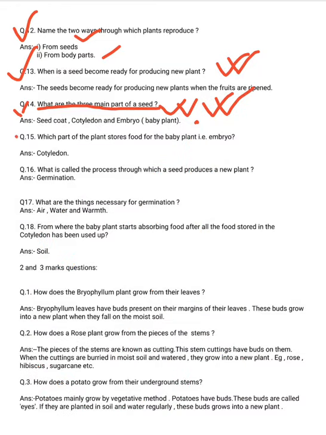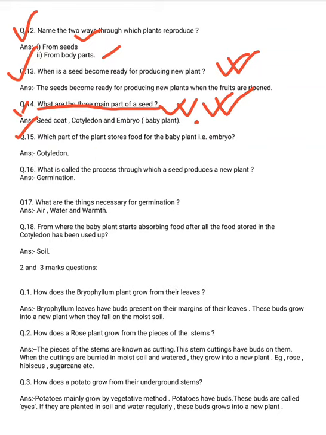Okay, next question: which part of the seed stores food for the baby plant? That is the cotyledon. As I already told you, embryo means baby plant. When the baby plant first grows, it gets its food from the cotyledon, all the food stored for the first stage of germination. When a seed first grows and becomes bigger, it gets food from the cotyledon.